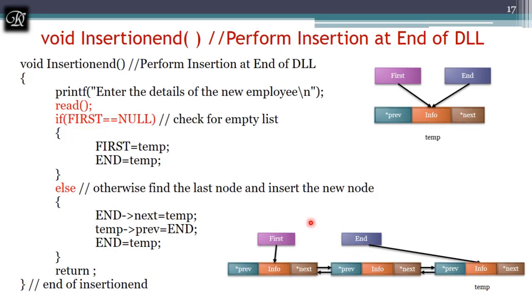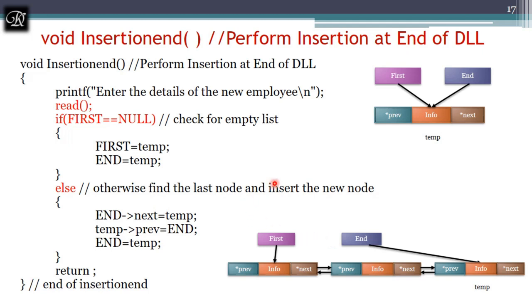Let's see how to perform the same with the help of the code. As before, we are going to have two cases. The first case is the empty list, where whatever we created we call the first and last of the linked list. In the next case, we take end's next and connect it to temp, and temp's previous link to the end, and we call the brand new node temp the end.